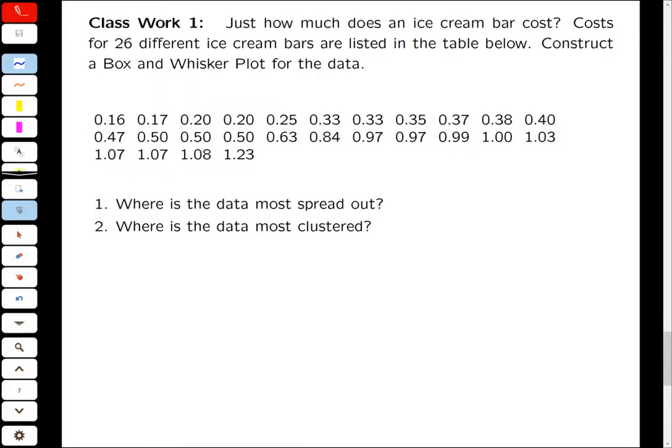So there's two different clusters. Compare your answers with each other, guys. Everybody should have the same answers.